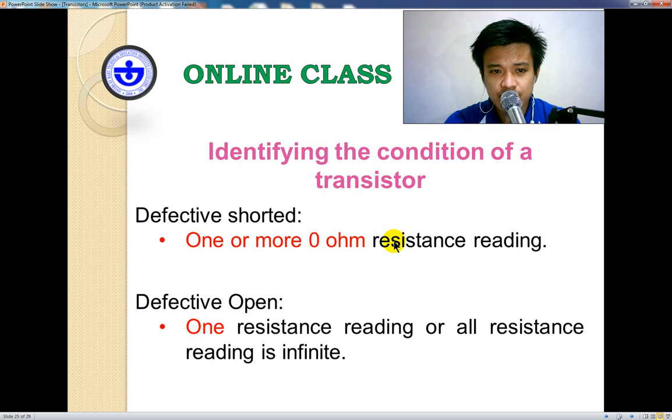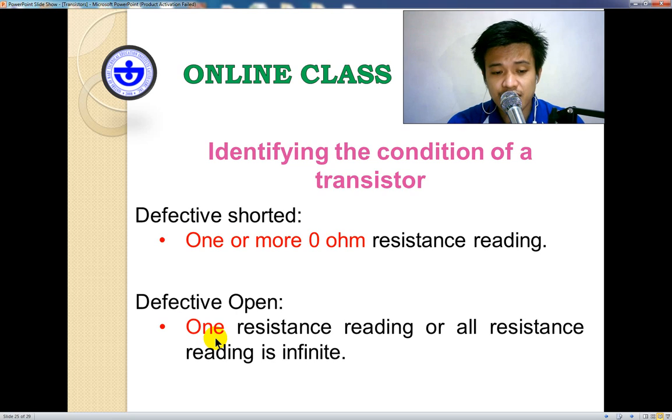Okay. So next, we have another possible condition. So defective under shorted when it has one or more 0 ohm resistance reading. So once there is even one reading that will give you 0 ohm, then your transistor is defective under shorted. Okay. The next possible defect could be open.